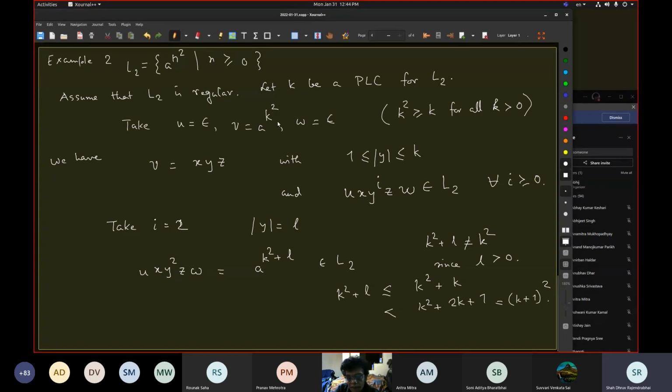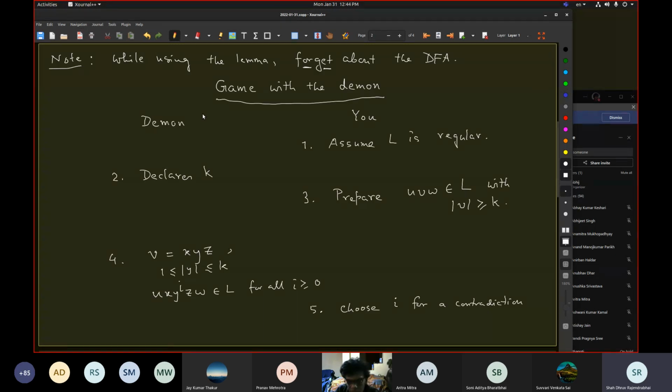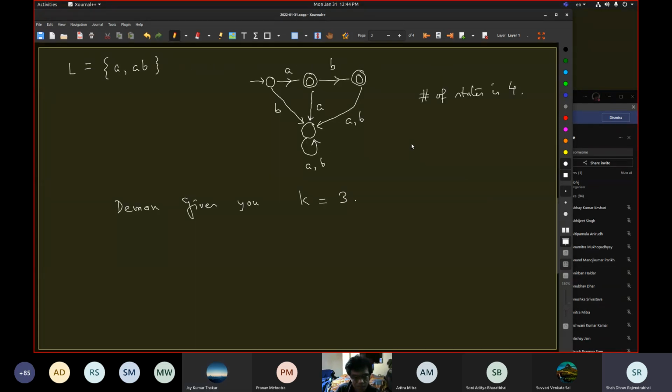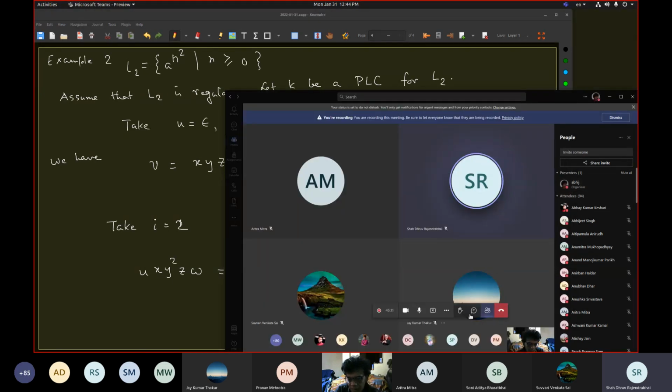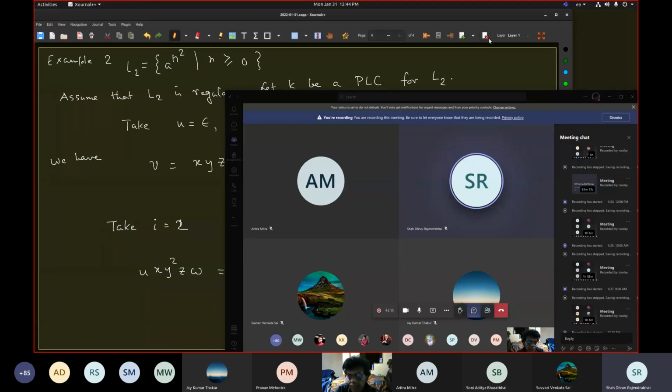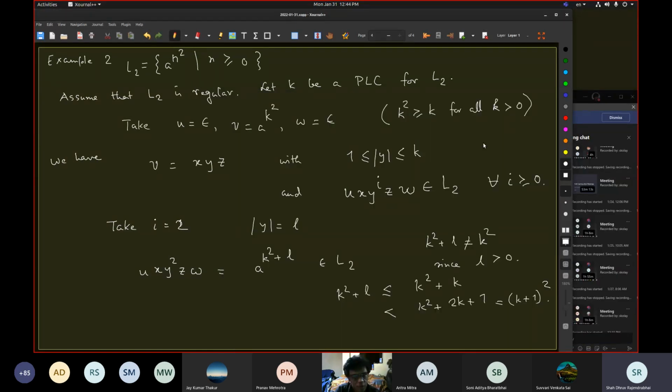That means L is not a regular language, right? Yeah, so eventually you look at this, choose i for a contradiction, or different values of i for different contradictions. And therefore, your first move that L is regular is false. So this is a proof by contradiction. You want to win by producing something called a contradiction. Any question on this example?